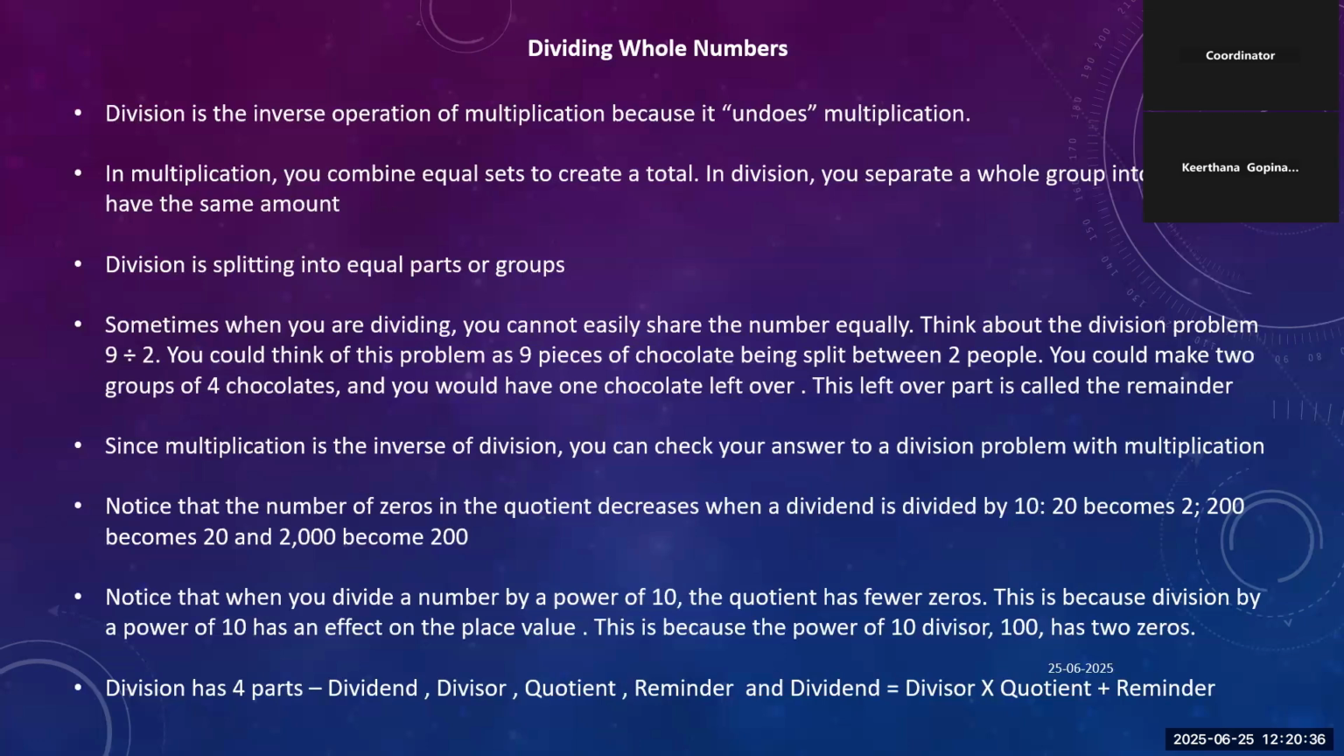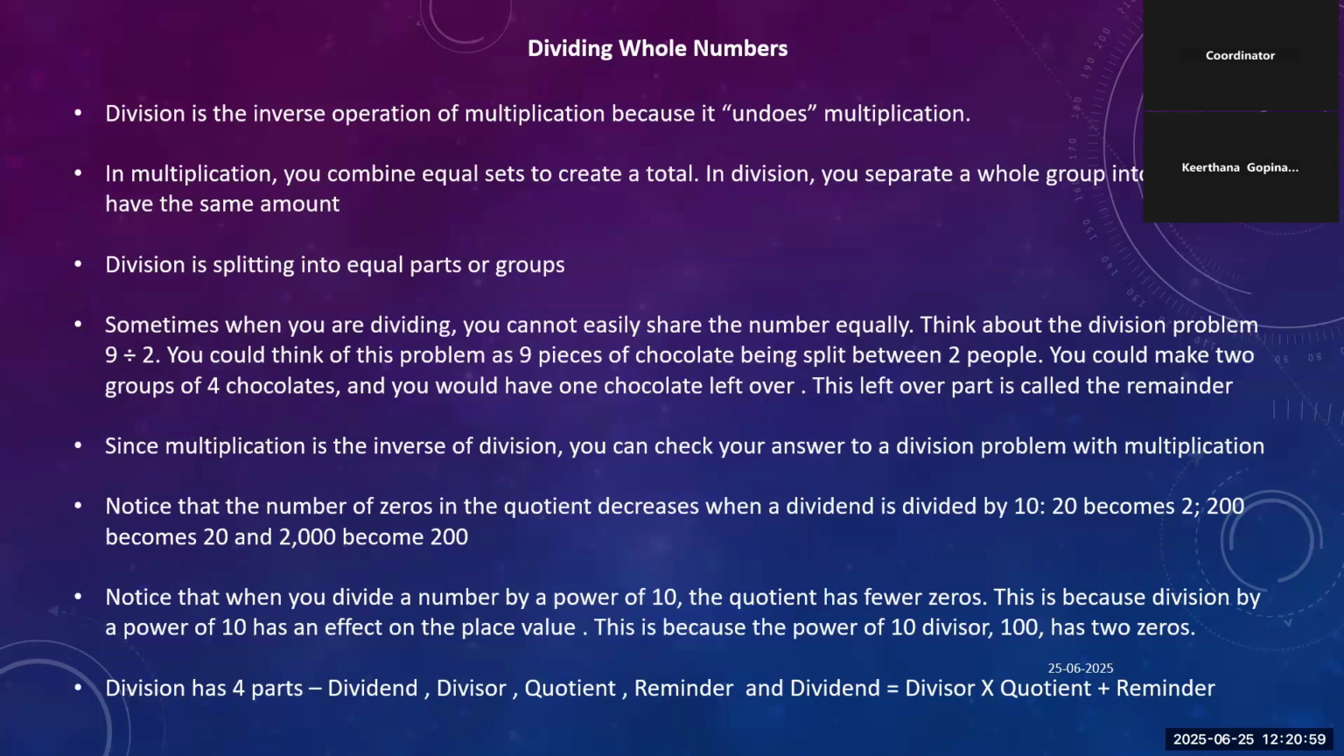2000 by 100 is what? The answer is 20, right? 20 divides 2000 wholly. There is no remainder. So 20 is the quotient, 0 is the remainder. You got it? So these are the 4 terms in a division problem.